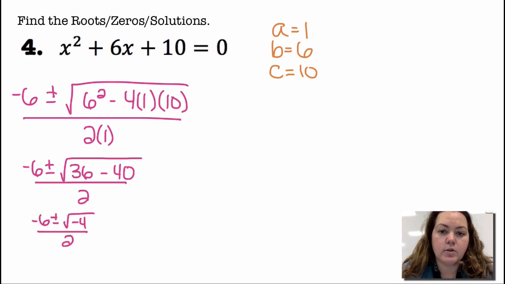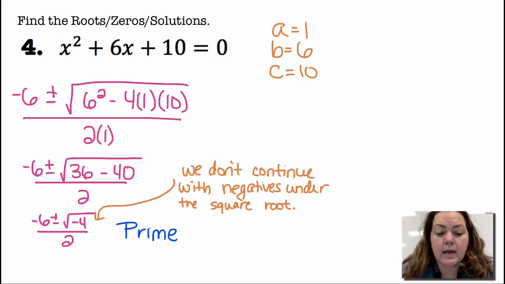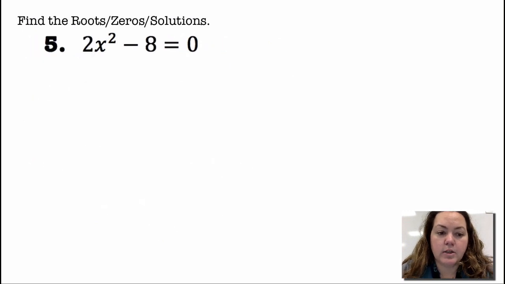So this is where I run into a problem because I have a negative under my square root. If you try to do the square root of negative 4, you should get an error on your calculator because this is in the imaginary number system. And in Algebra 1, we don't work with negatives under the radical. So our answer would just be prime. All right. In Algebra 2, you would move on to solve that one.